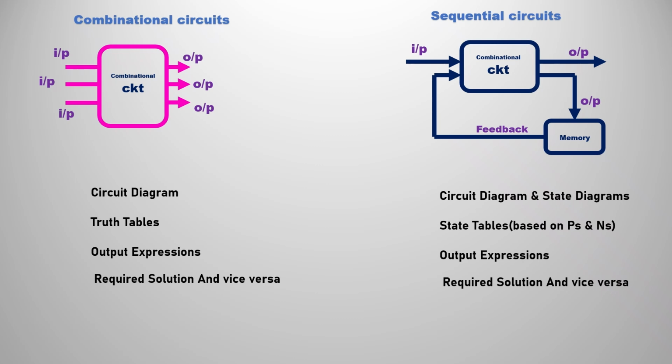After getting the output expression, we get the required solution according to the question, in both combinational and sequential circuits. If they already give the solution, they may ask us to formulate the circuit diagram. Vice versa, we can travel back too. Suppose they have given the final solution; from that we can formulate the truth table, and from that the circuit diagram. In sequential circuits also, if the output expression is given, we can go back, formulate the state tables and formulate the circuit diagram.